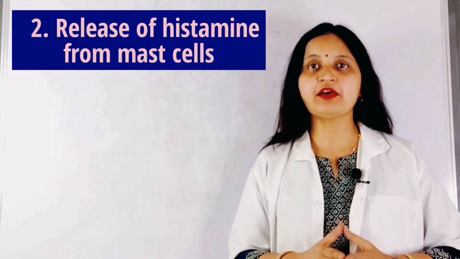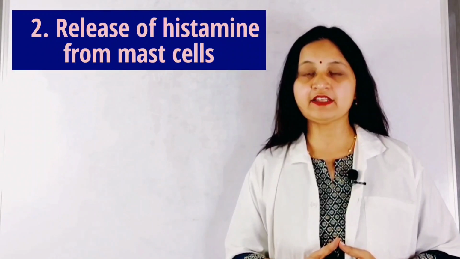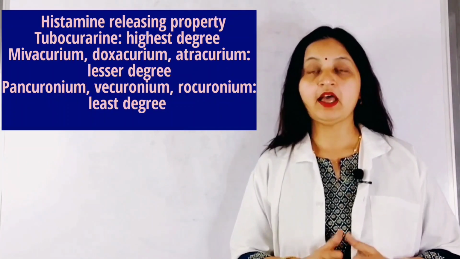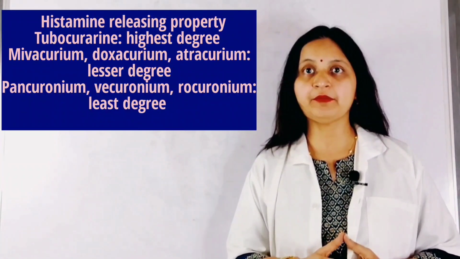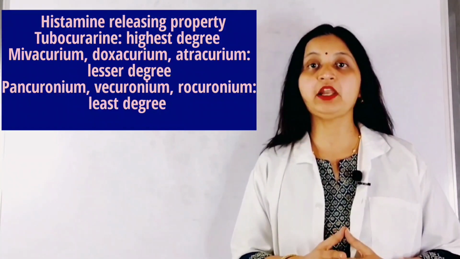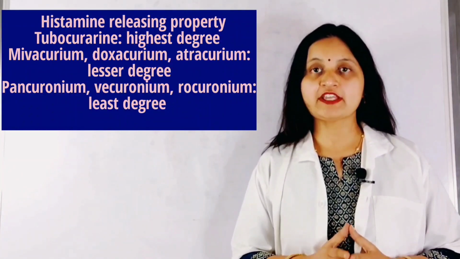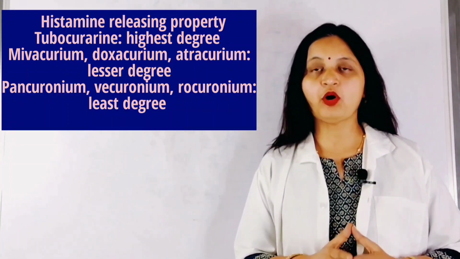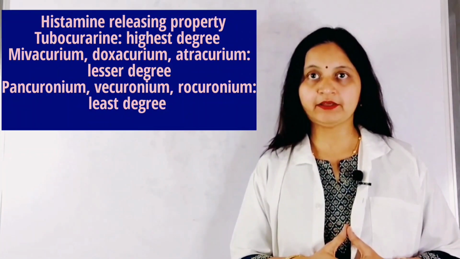These drugs have a tendency to release histamine from the mast cells. The benzylisoquinoline derivative such as tubocurarine has the highest tendency to release histamine. Other drugs such as mivacurium, doxacurium, atracurium have a lesser tendency to release histamine. They release histamine to a lesser extent. Steroidal derivatives such as pancuronium, vecuronium, rocuronium have the least histamine releasing property.